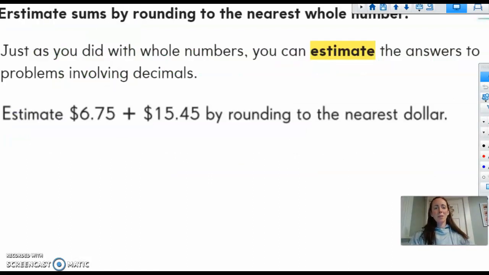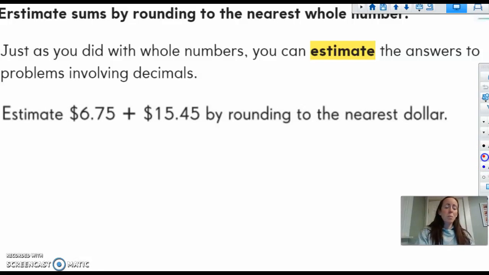Okay, so we're going to start by looking at how to estimate sums by rounding to the nearest whole number. When we're working with decimals, the directions will always specify how you are going to round your decimal. Sometimes you'll round it to the nearest whole number. Sometimes you might be asked to round it to the nearest tenth. You always have to pay attention to the directions and make sure you are going off of those directions for your work. So for this problem here, I'm asked to round to the nearest whole number.